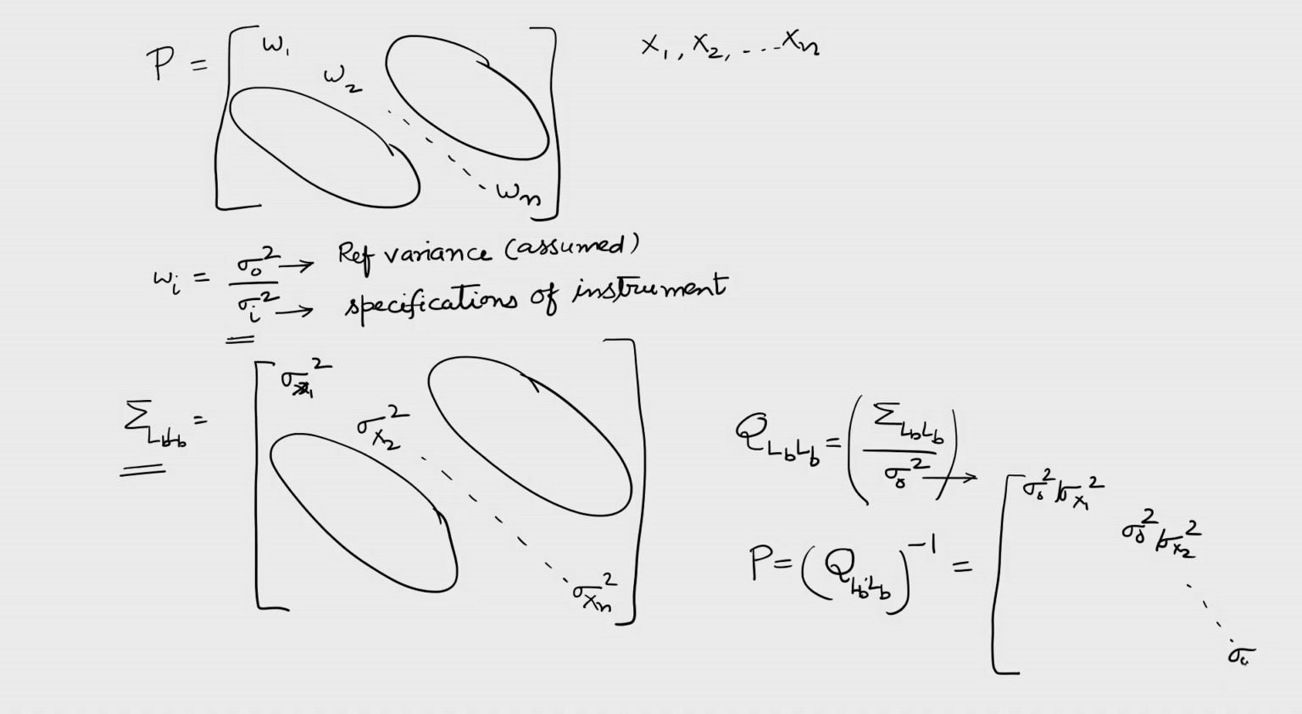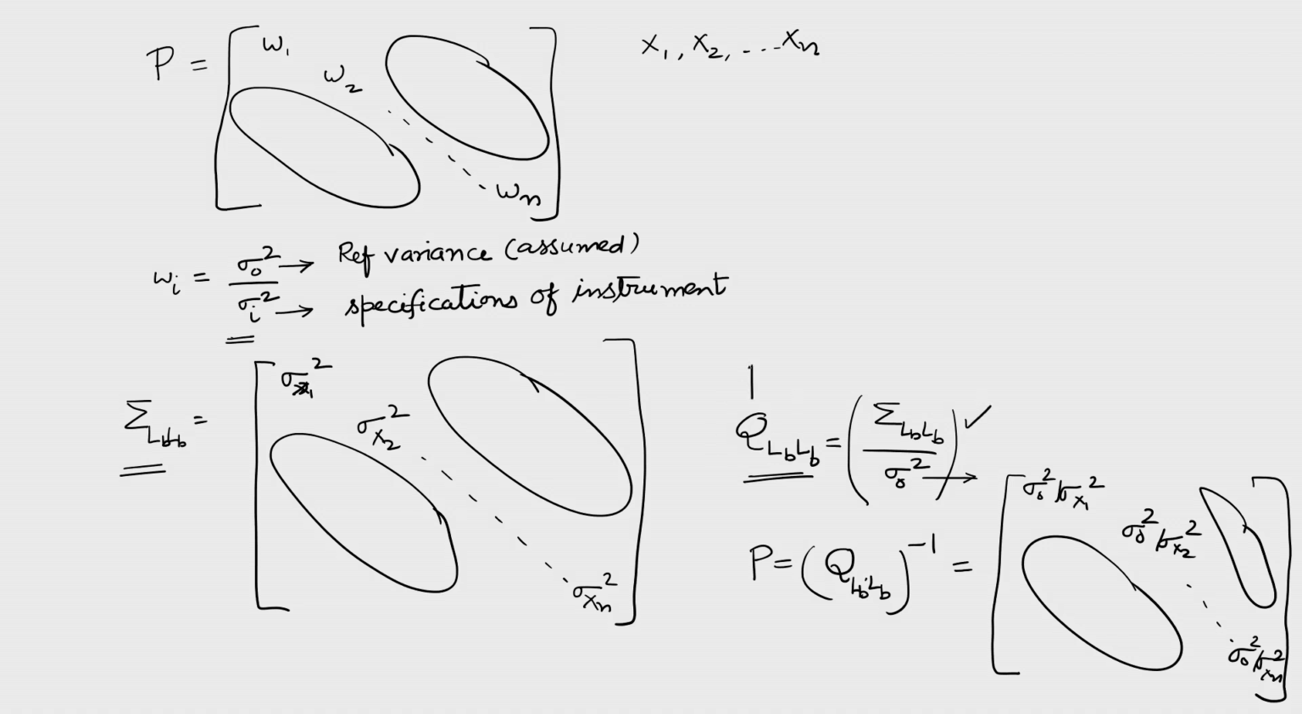And so on. Zero, and here off diagonal matrix elements are 0. So, you can see here, if I construct the Q LB LB in this form, and if I take the inverse of Q LB LB, which is the cofactor matrix here, I can find out the weight matrix of given observations, which I measured in the field.